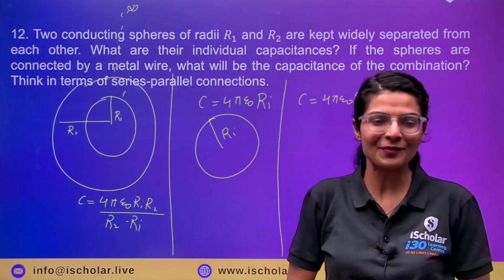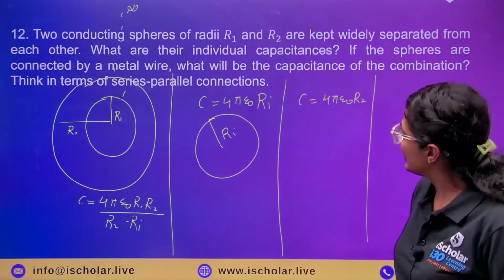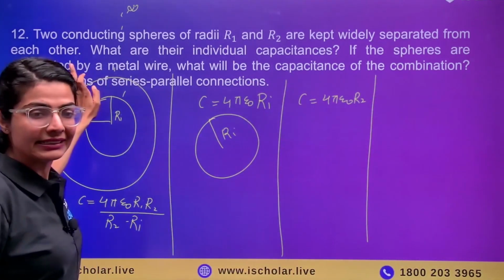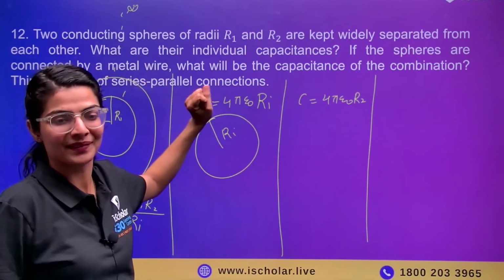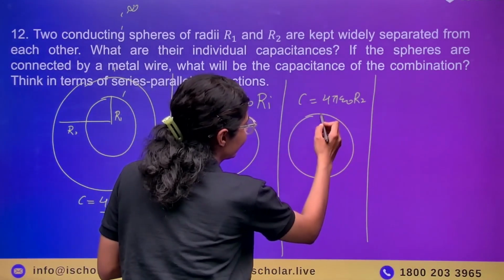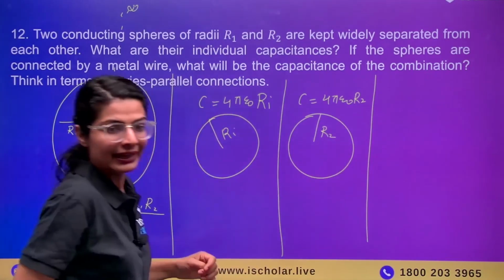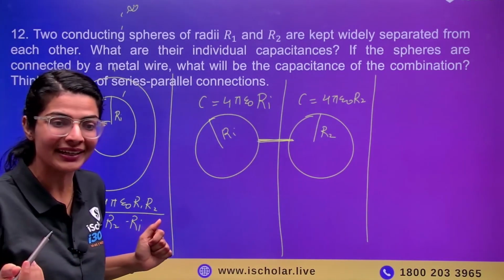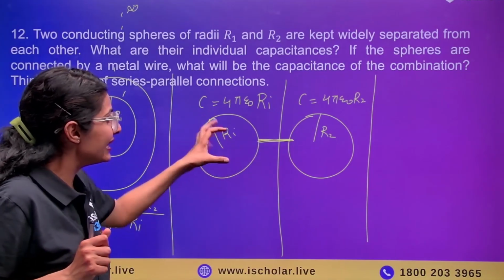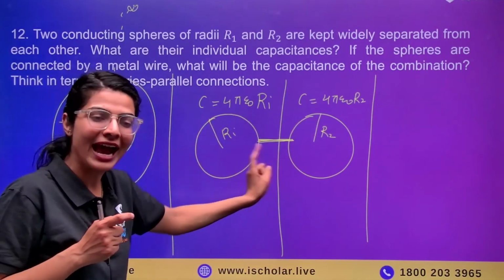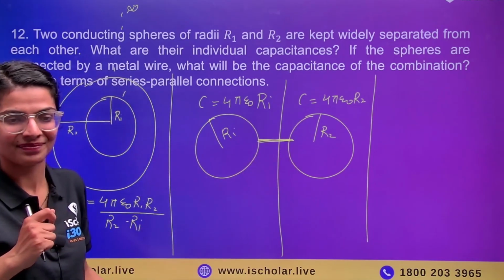So we got the value for both the potentials, right? Now, what will happen if we connect these by a metal wire? Again, you can assume these are the two metal conductors R1, R2. If I connect them by a metal wire, what am I doing? I am basically equalizing their potential. Now both of these will have the same potential, right?